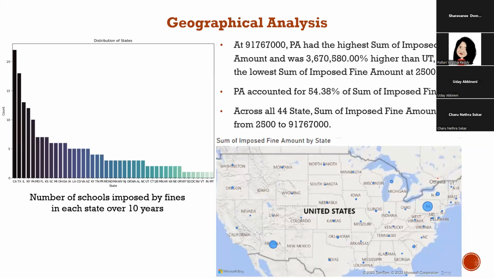Our next analysis was geographical, and the graphs depict that Pennsylvania state has the highest fines imposed at about $91 million, accounting for 54.83%, and Utah state comes last in line. By count, that is the left graph, California is recorded to have the highest number of schools being charged a fine, but the imposed fines are considerably low when compared to Pennsylvania state.